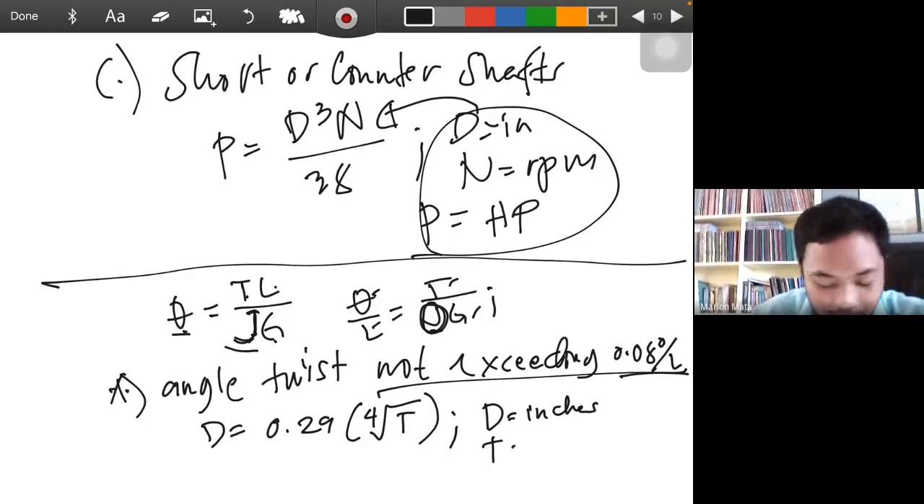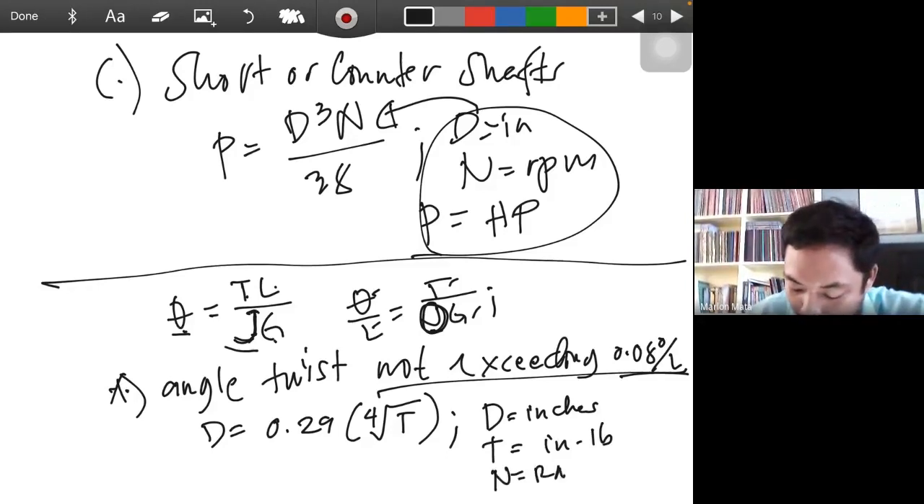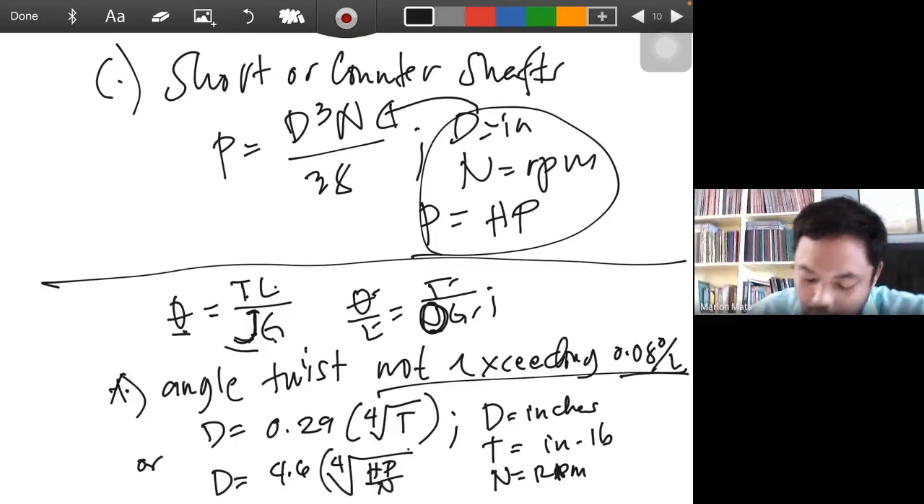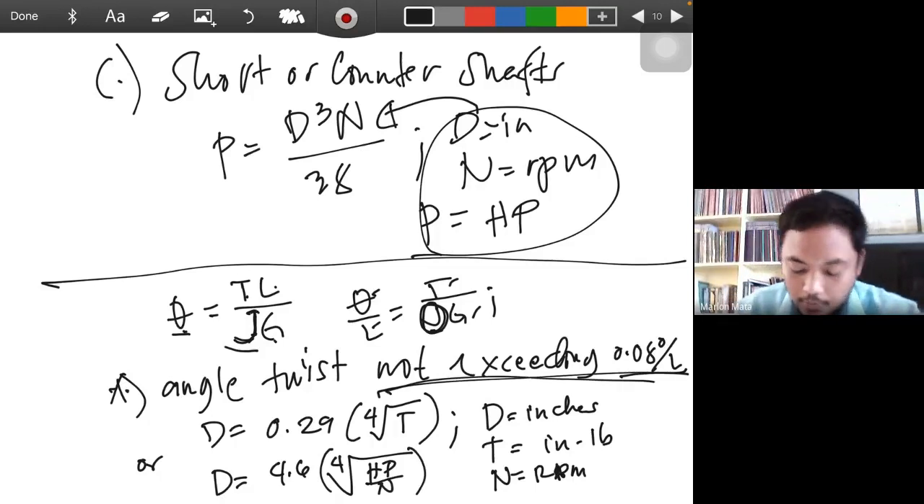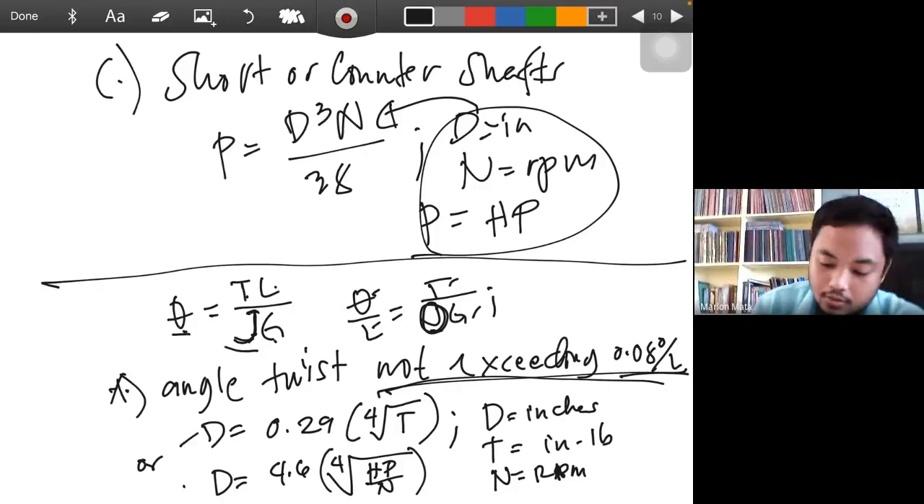That is my recommendation. Torque is in inch-pounds, and of course N is in RPM, if we have an N. Or you could use that D is 4.6 times the fourth root of horsepower over RPM. This is for not exceeding 0.08 degrees per length. So it will give you an easier option. If you just memorize this, then you will not need to go through the long solving process.